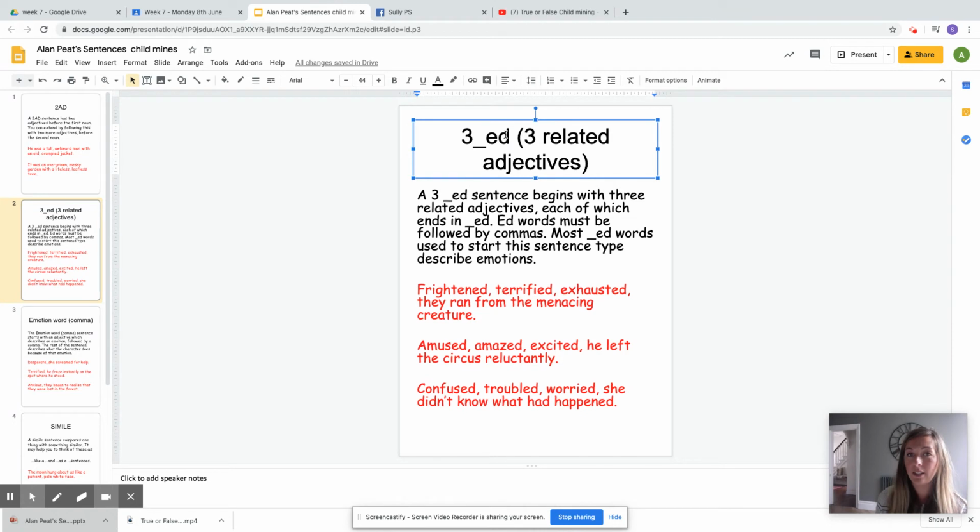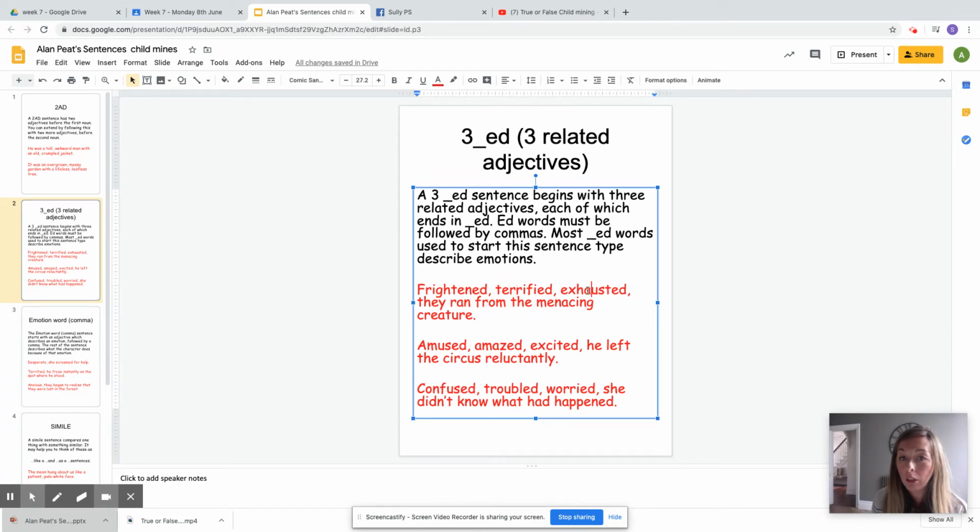a 3ED sentence. You might be thinking, oh, what does that mean? But basically it means when you have one, two, three adjectives, but they have to be three adjectives that are similar. They must be related to each other, and they must all end in ED, which gives us the 3ED. Three adjectives ending in ED, separated by commas, but they must be related to each other, okay? And they are normally used to describe characters or your emotions.